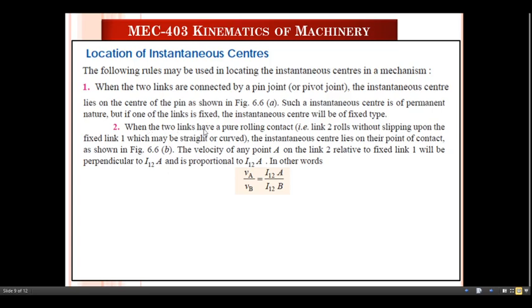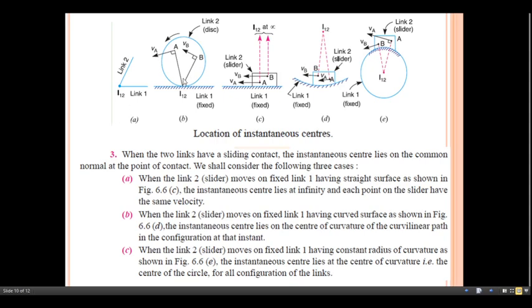Now when the two links have a pure rolling contact, here link number 2 rolls without slipping upon the fixed link 1, which may be straight or curved, the instantaneous center lies at their point of contact. Here, the velocity of any point A on link 2 relative to the fixed link 1 will be perpendicular to I12A and proportional to I12A. In other words, we can write it in this way. Now just see this with the help of a diagram.